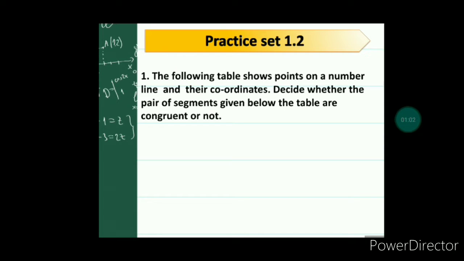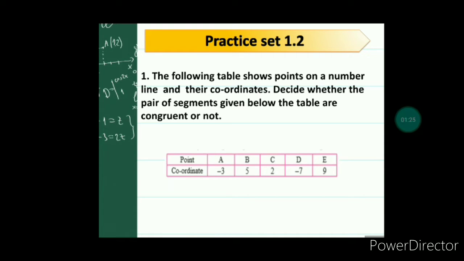In practice set 1.2, question number 1. The following table shows points on a number line and their coordinates. Decide whether the pair of segments given below the table are congruent or not. In the table, points A, B, C, D and E have coordinates -3, 5, 2, -7, 9 respectively.